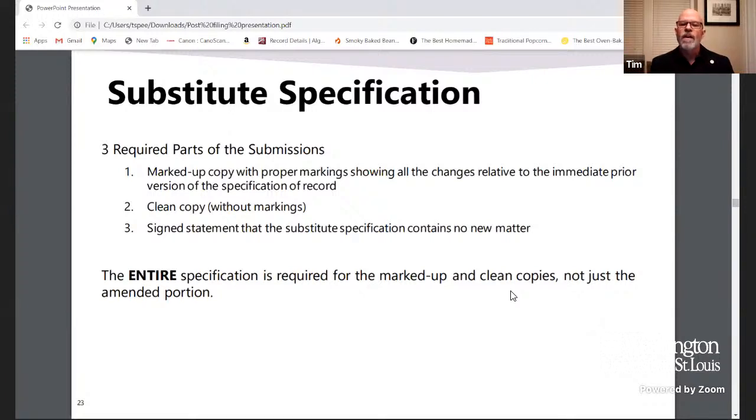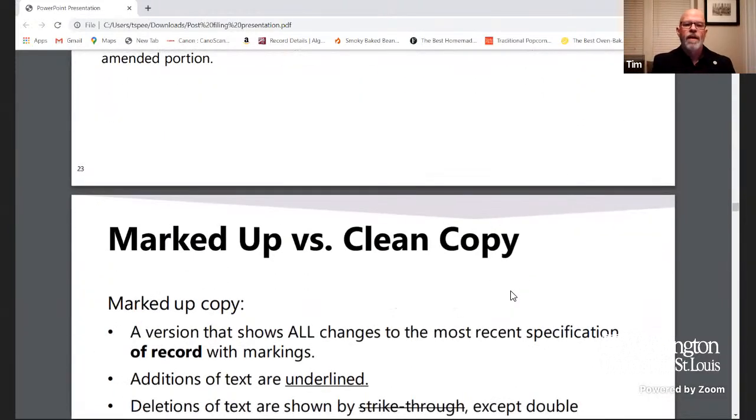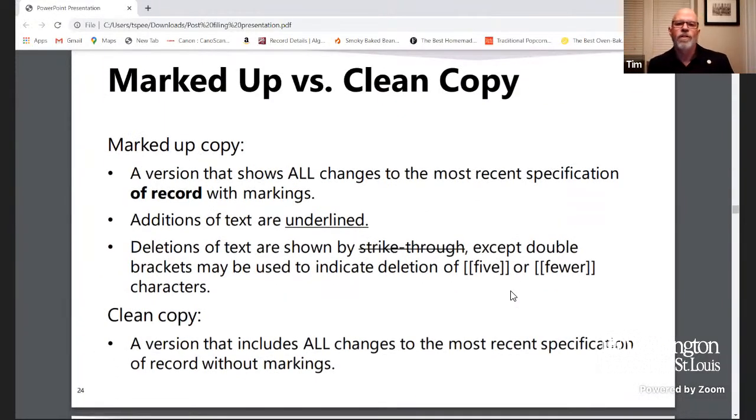New matter is a legal concept, and it means you can't add anything to the specification that wasn't already there. You can't add new disclosure. We can sort of think of that as new matter. Okay, and again, the entire thing has to be marked up, not just the amended portion.